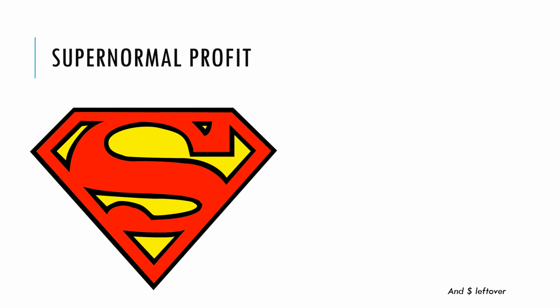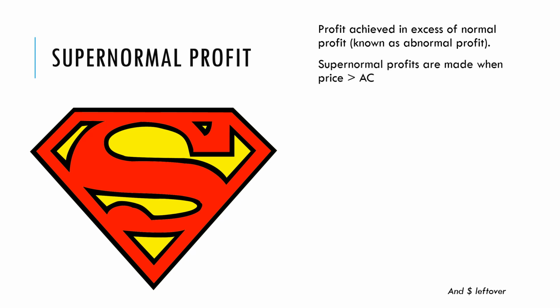So what do we mean by supernormal profit? Well, it is profit achieved in excess, above the level of normal profit, sometimes known as abnormal profit. Supernormal profits are made when the revenue is greater than the economic cost, or if the price is greater than the average cost, if the average cost includes the opportunity cost that we've talked about previously.